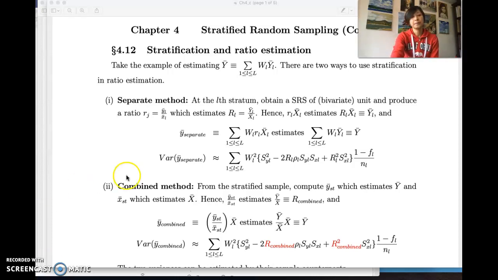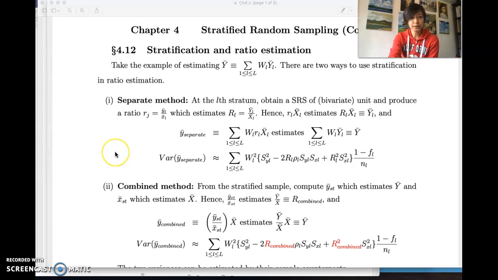Okay, so again, under stratification, last week we also discussed how we determine the sample size and also how we allocate our sample size n into each of these strata.